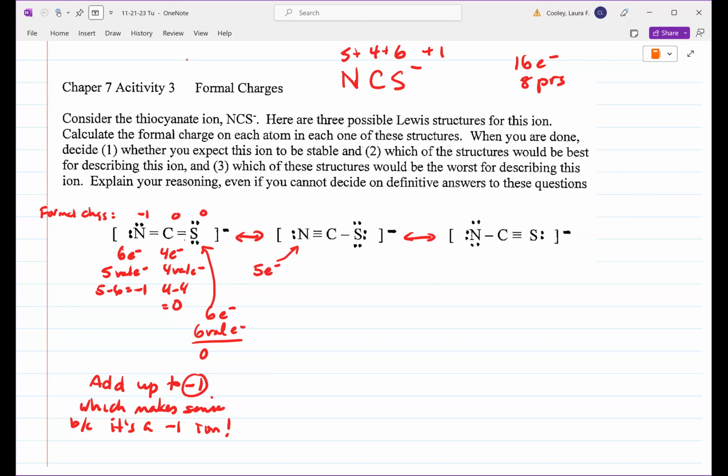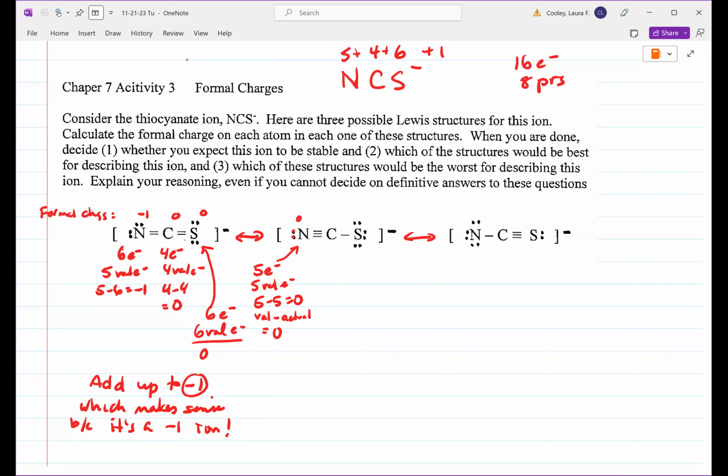5 electrons. Why is it 5? It's 1, 2. That's because the lone pairs completely go with the nitrogen, then 1 from each bond, 3, 4, 5. And it has 5 valence electrons. And 5 minus 5 is 0. What we do here is we take the valence minus the actual. So anyway, we get 0. So this has a formal charge of 0.